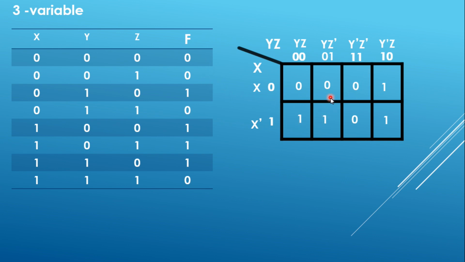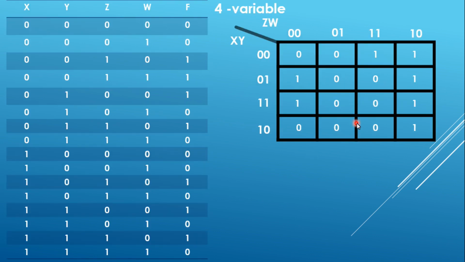Wherever it is 0, you have to plot a 0 in the map. So for 0 0 0 you are putting a 0. Then when it is 0 0 1, you are putting a 0. For 0 1 1, yes, and finally for 1 1 1, you are putting a 0. In a 4 variable map, going the same way, you plot the zeros wherever the function is 0, because actually POS becomes a complement of SOP expression.